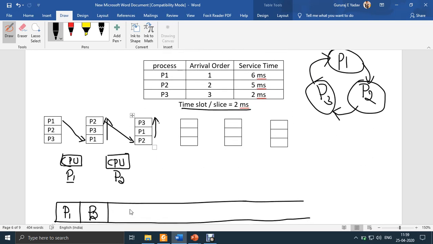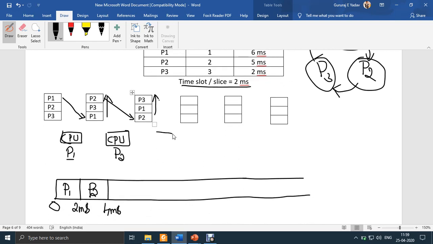Now at time 4 milliseconds, what will happen? Who will get the chance to execute? P3 will get its chance to execute because it is at the top. How long will it execute? Again for 2 milliseconds only. So at 6 milliseconds it will be preempted.